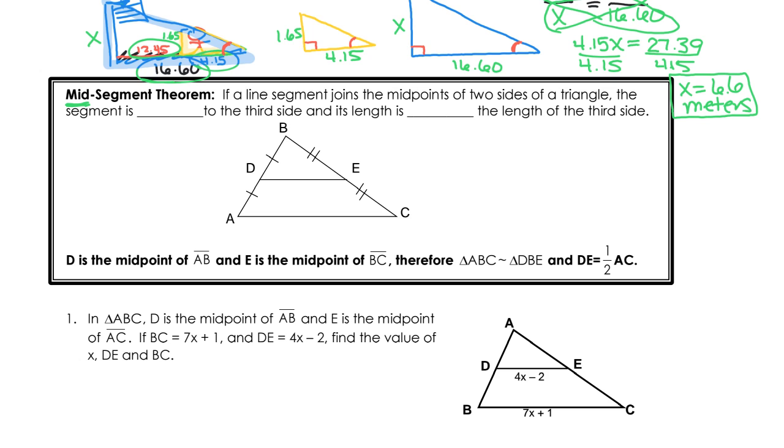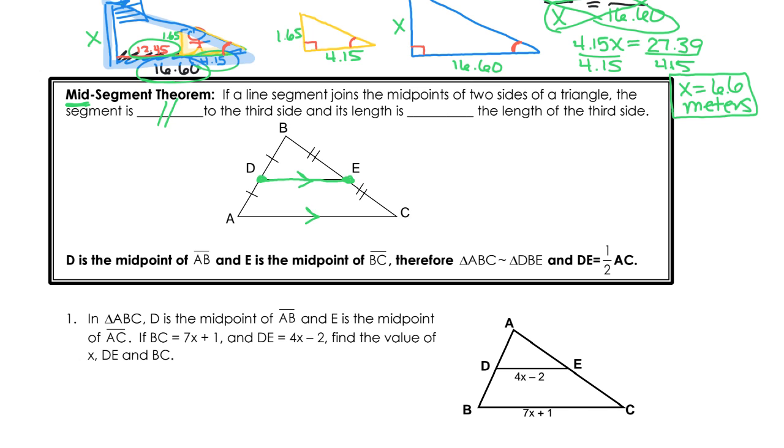It says if a line segment joins the midpoints of two sides of a triangle, the segment is parallel to the third side. So when they find the midpoint of AB and they find the midpoint of BC and they go ahead and connect it, every single time the segment that they call a mid-segment, that connects the midpoints, will be parallel to the third side of the triangle.